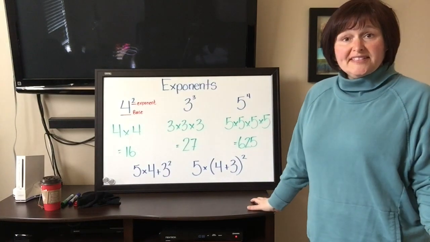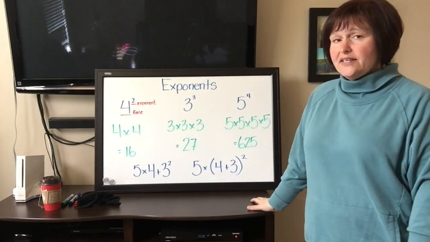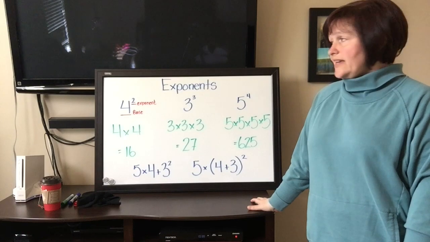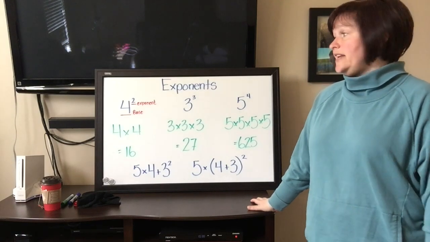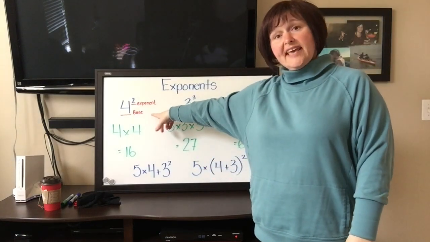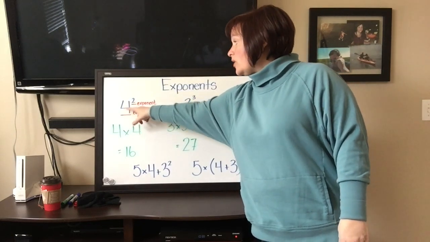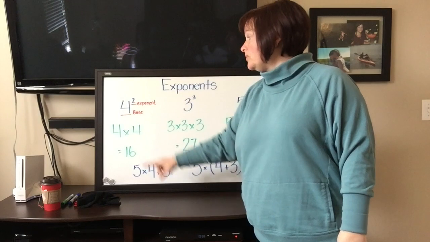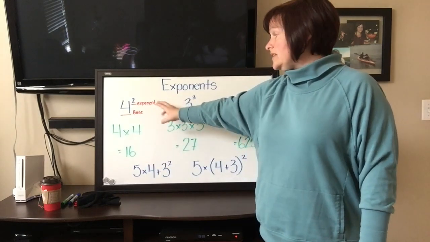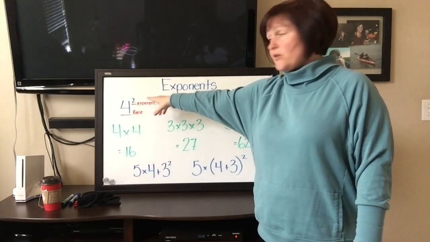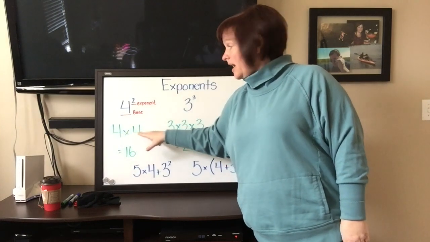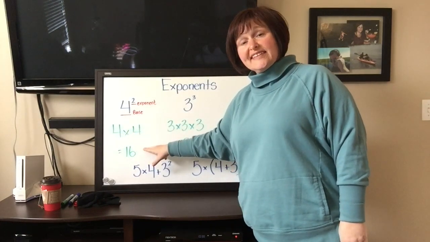For example, anytime you have a number that has a tiny little number above it to the right, it's called a base and an exponent. So in this case, we can see 4 to the power of 2. The base is 4, the exponent is 2, which actually means repeated multiplication. 4 to the power of 2 is equal to 4 times 4, which is equal to 16.